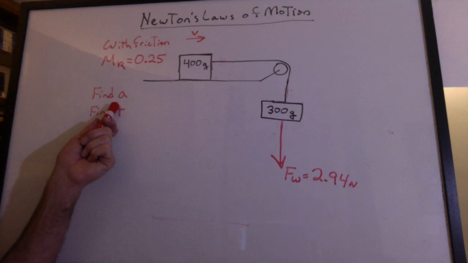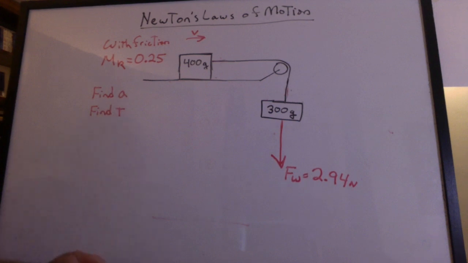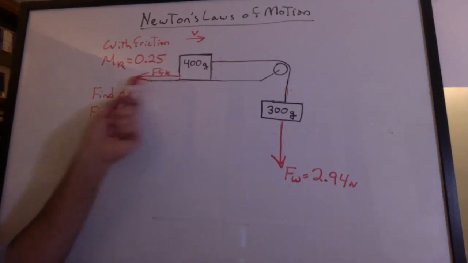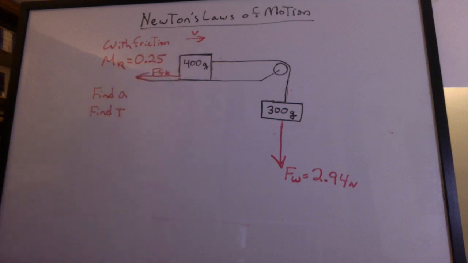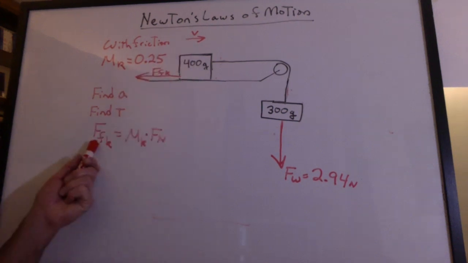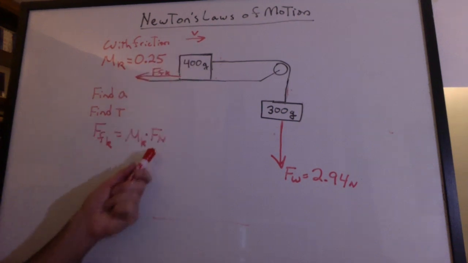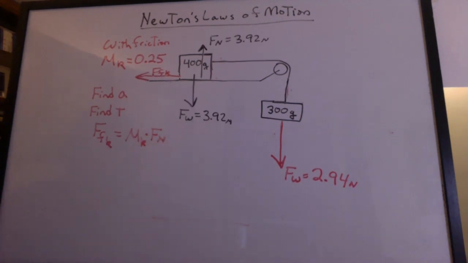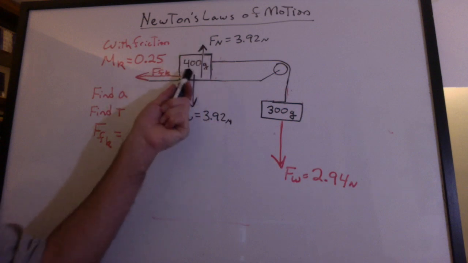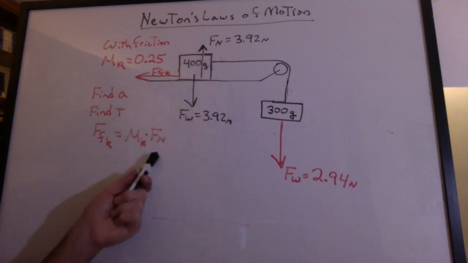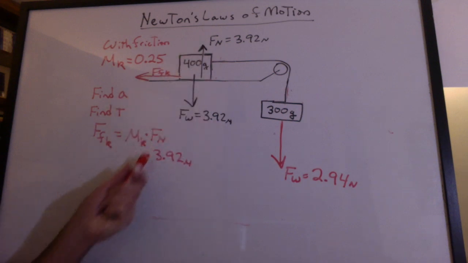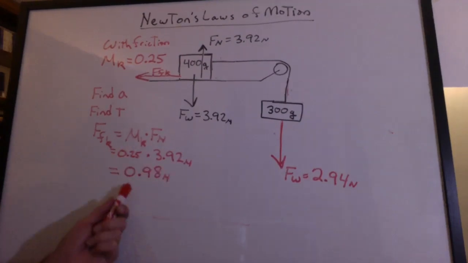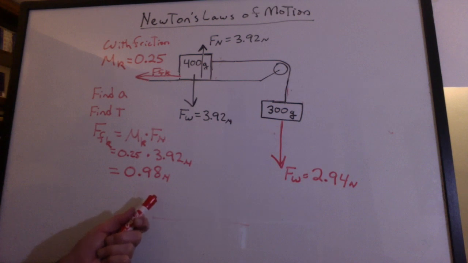Now we can find the acceleration and the tension. Force of friction must be going in the opposite direction of the velocity. And that's equal to mu k Fn. The block weighs 3.92 newtons, and the table holds up 3.92. So we have a 3.92 newton normal force times the coefficient of kinetic friction, and my friction is 0.98 newtons.